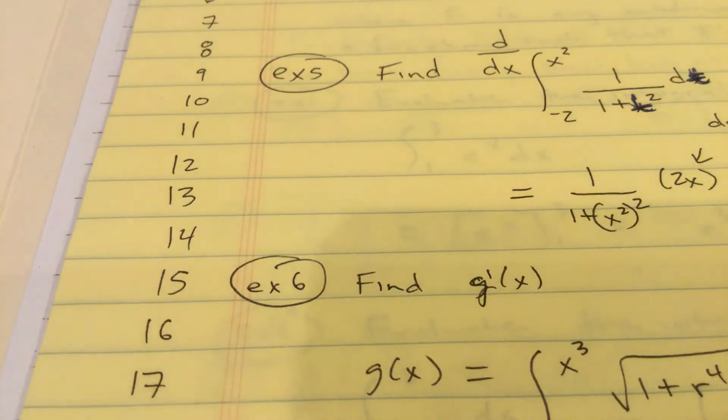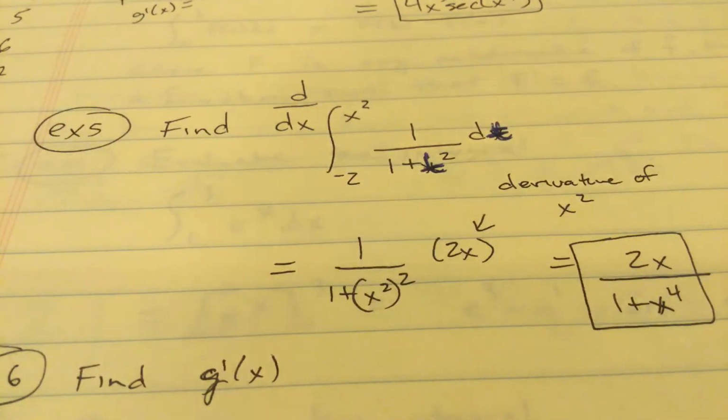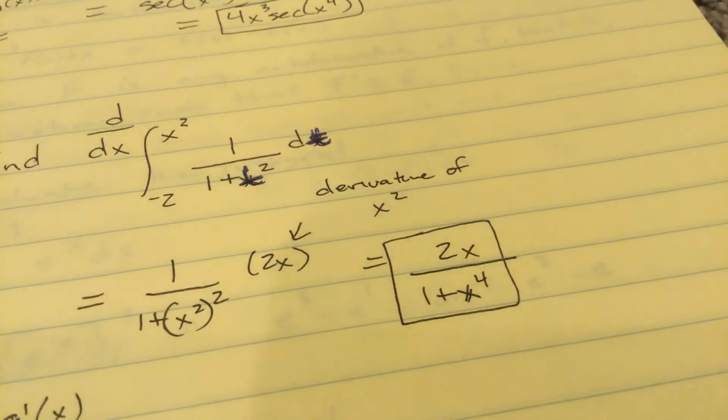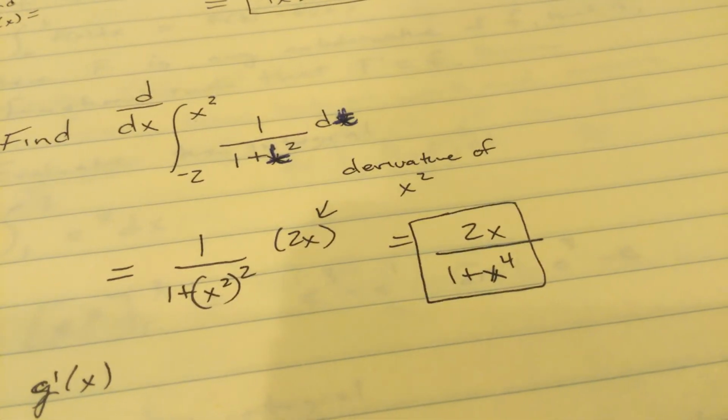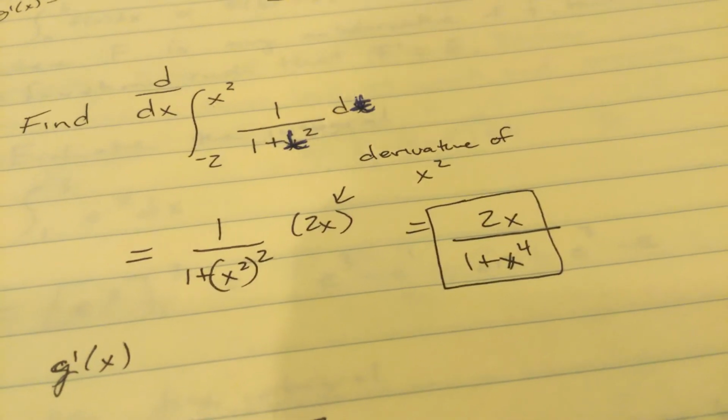Okay, it's got to be a different variable. If your bound is x, you have to have a different variable in there. So make that a t: 1 over 1 plus t squared dt. Plug x squared in for t. And then, because I can take the derivative of x squared and not get 1, I take the derivative of that x squared. And that is the derivative of that integral.